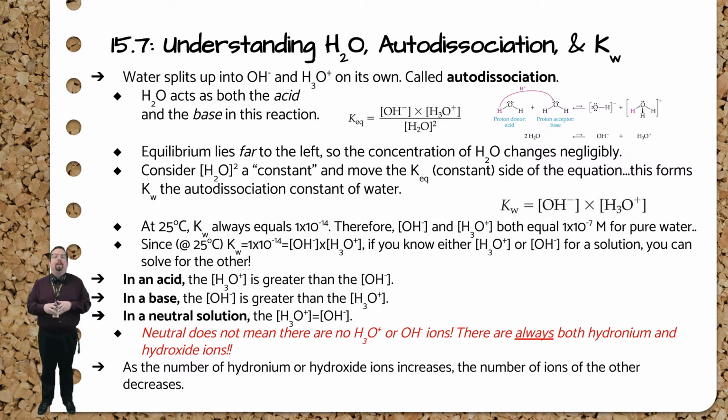It's important to note that a solution being neutral does not mean that there are no hydronium or hydroxide ions. Even pure water has hydronium and hydroxide ions in it. Neutral just means that the concentrations of each of those are equal to each other. Since Kw is a constant, when you increase the concentration of hydronium or hydroxide, the other ion's concentration must decrease. We'll be able to see that a bit more on a chart on the next slide.